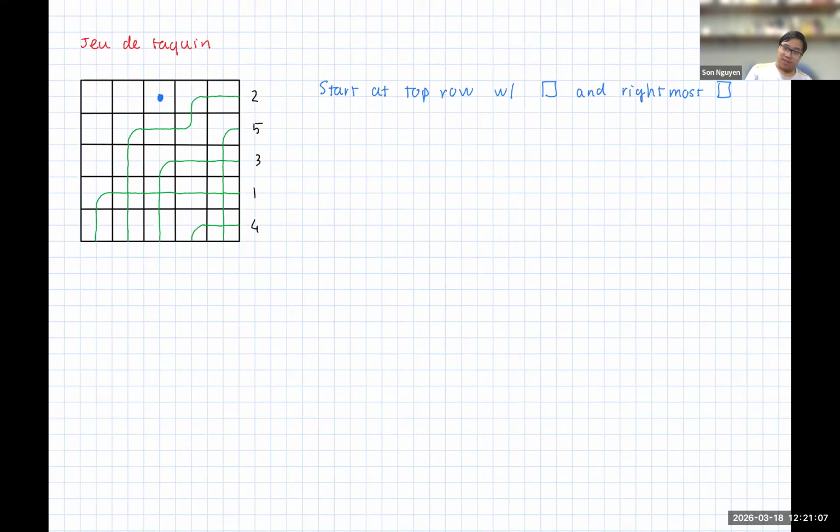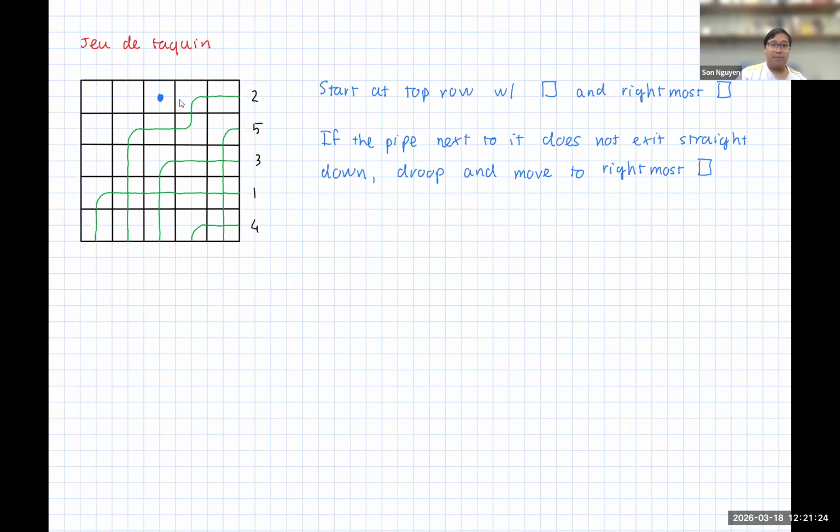So how do we do Chera-tachang? You start at the first row that has an empty square, and you start at the rightmost empty square of that row, which in this case is this square, and you look at the pipe next to it. So I would look at this pipe, and there are two cases: either it has to go straight down or it has to turn somewhere.